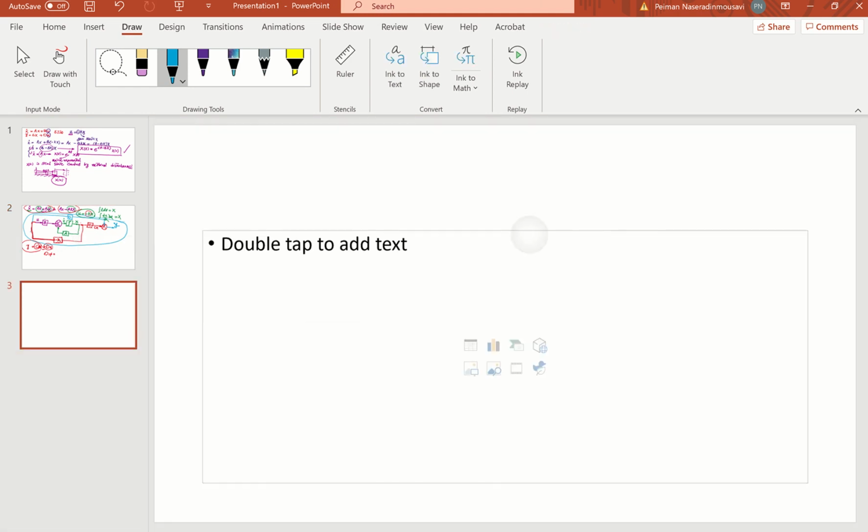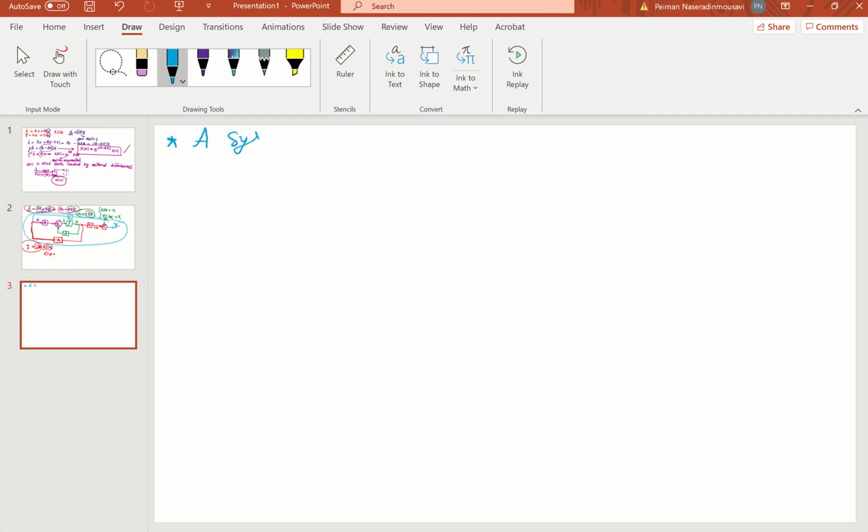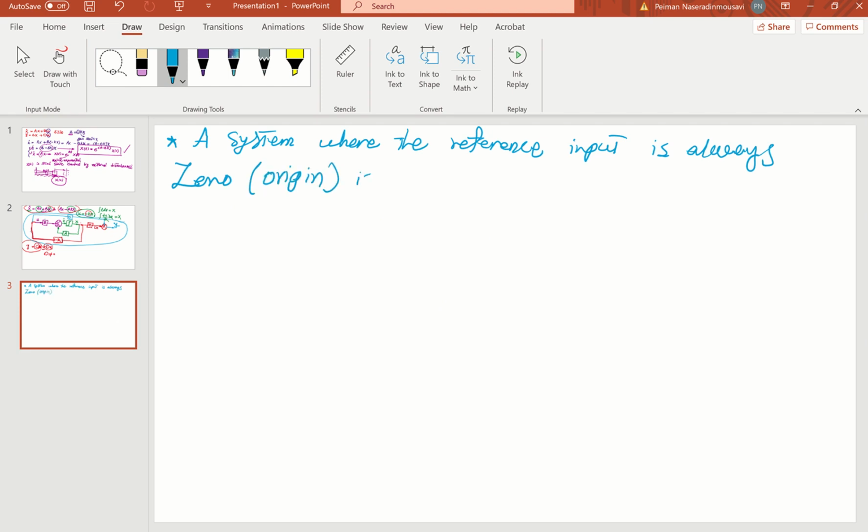But I have many things to do. First, a system where the reference input is always 0, or remember I talked in the previous class, origin, is called a regulator system.